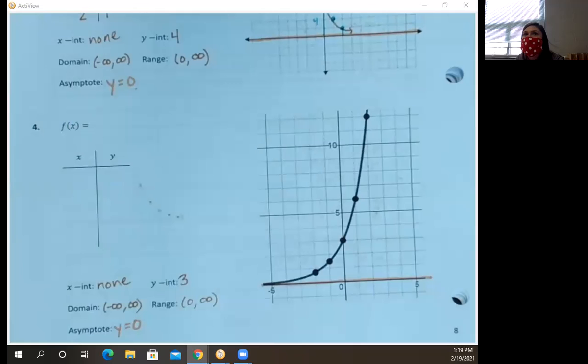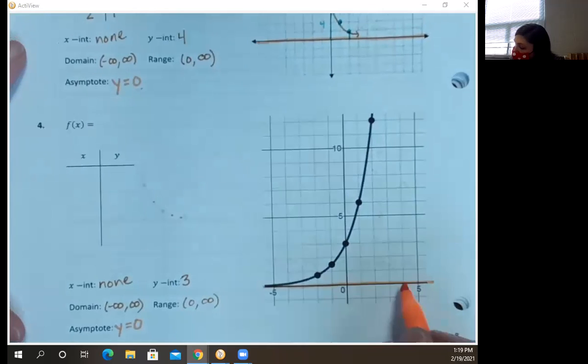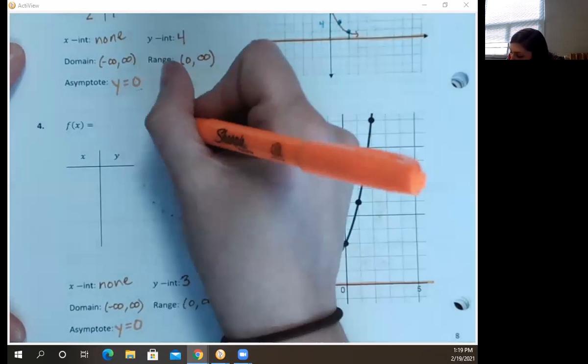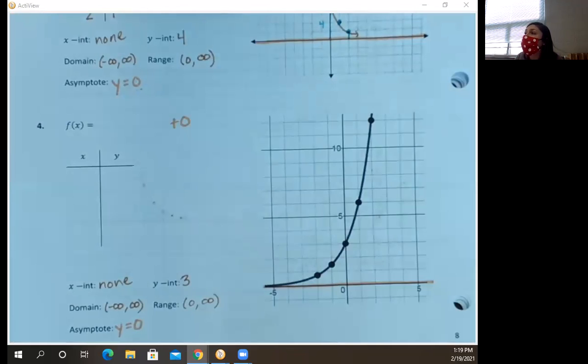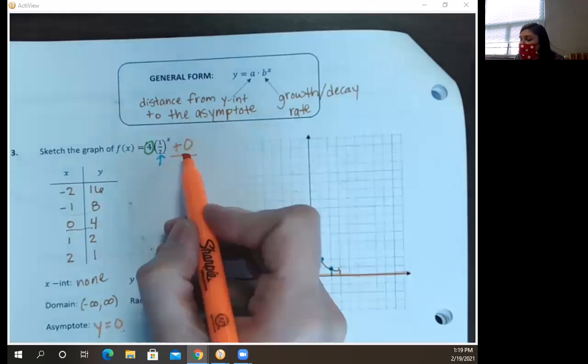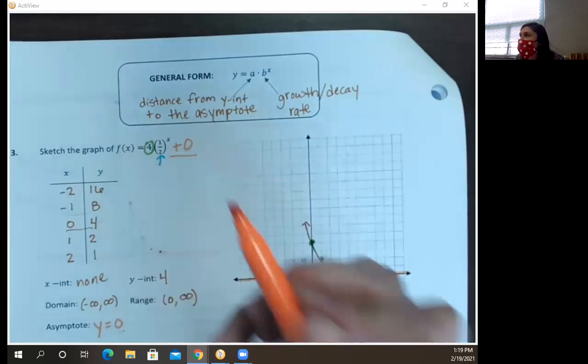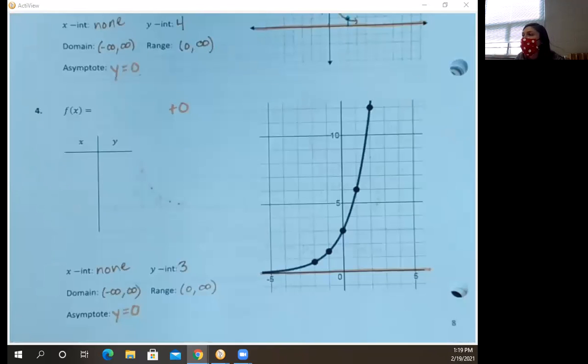Now let's take a look at how we can write our function from this graph. So we know our asymptote is at 0. So I'm going to put plus 0 at the end. Now I know that if it's plus 0, you don't have to write the 0. Just like in number 3, they didn't put plus 0 on the paper for us. Okay? If it were any other number though, -2 plus 7, you have to write that. Okay, you have to write how we've moved that asymptote.